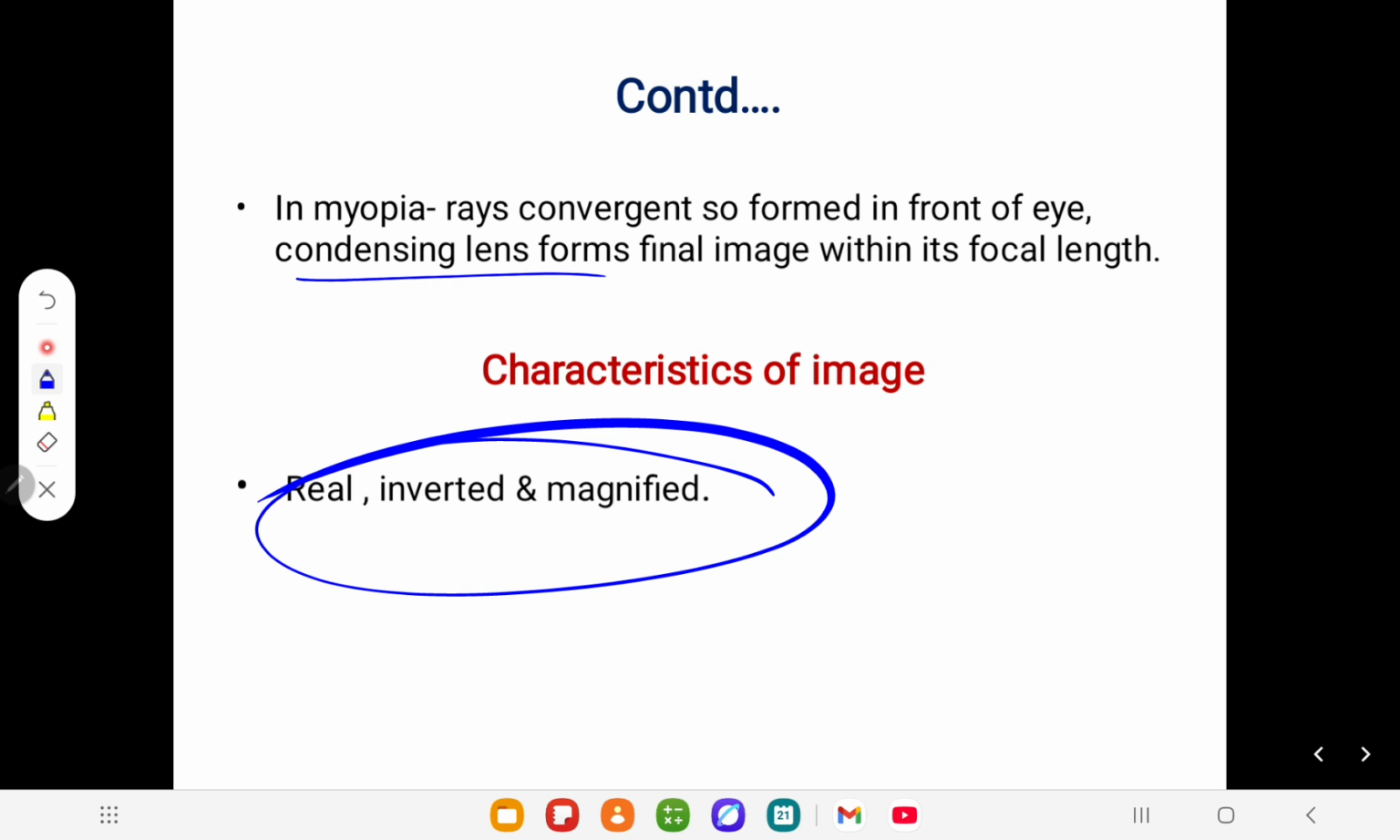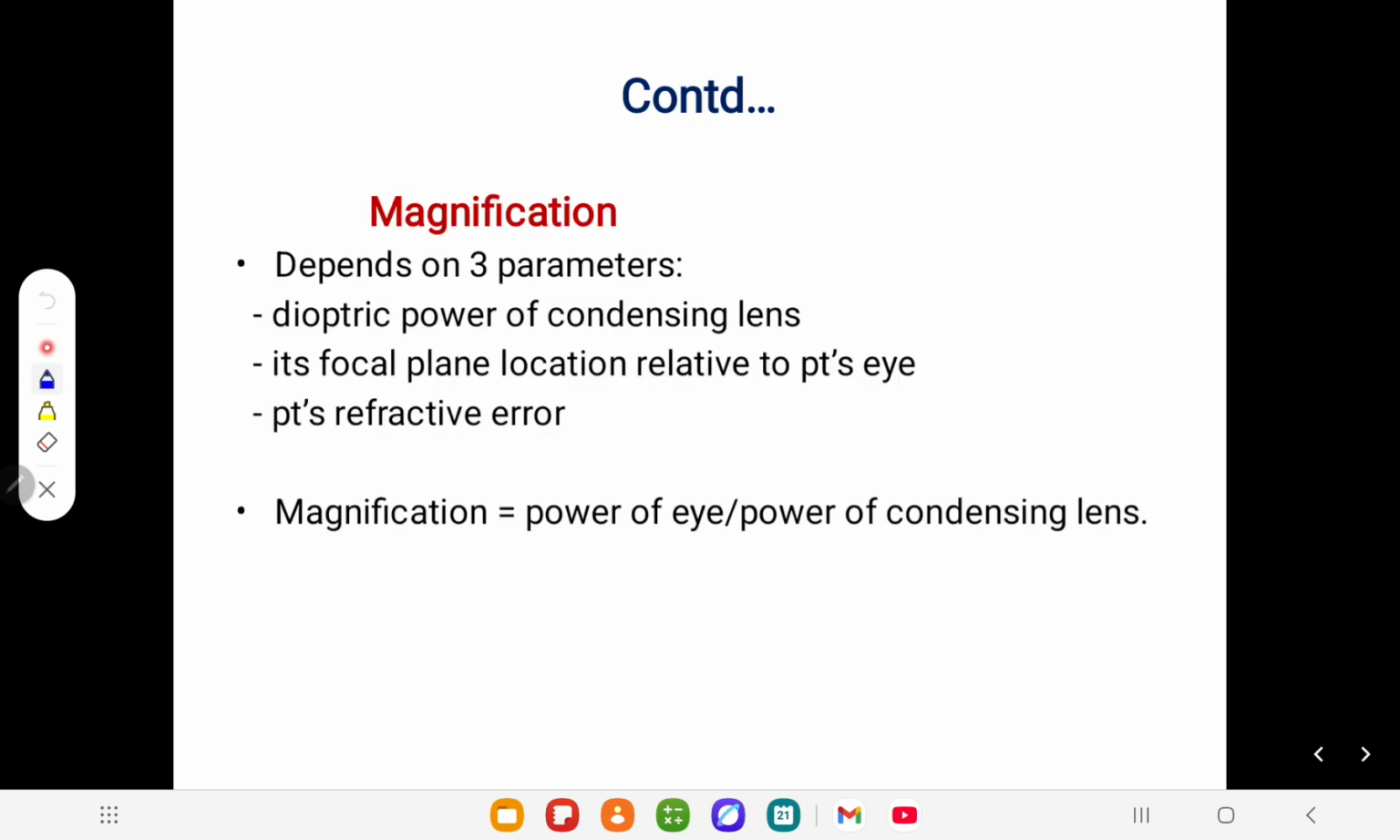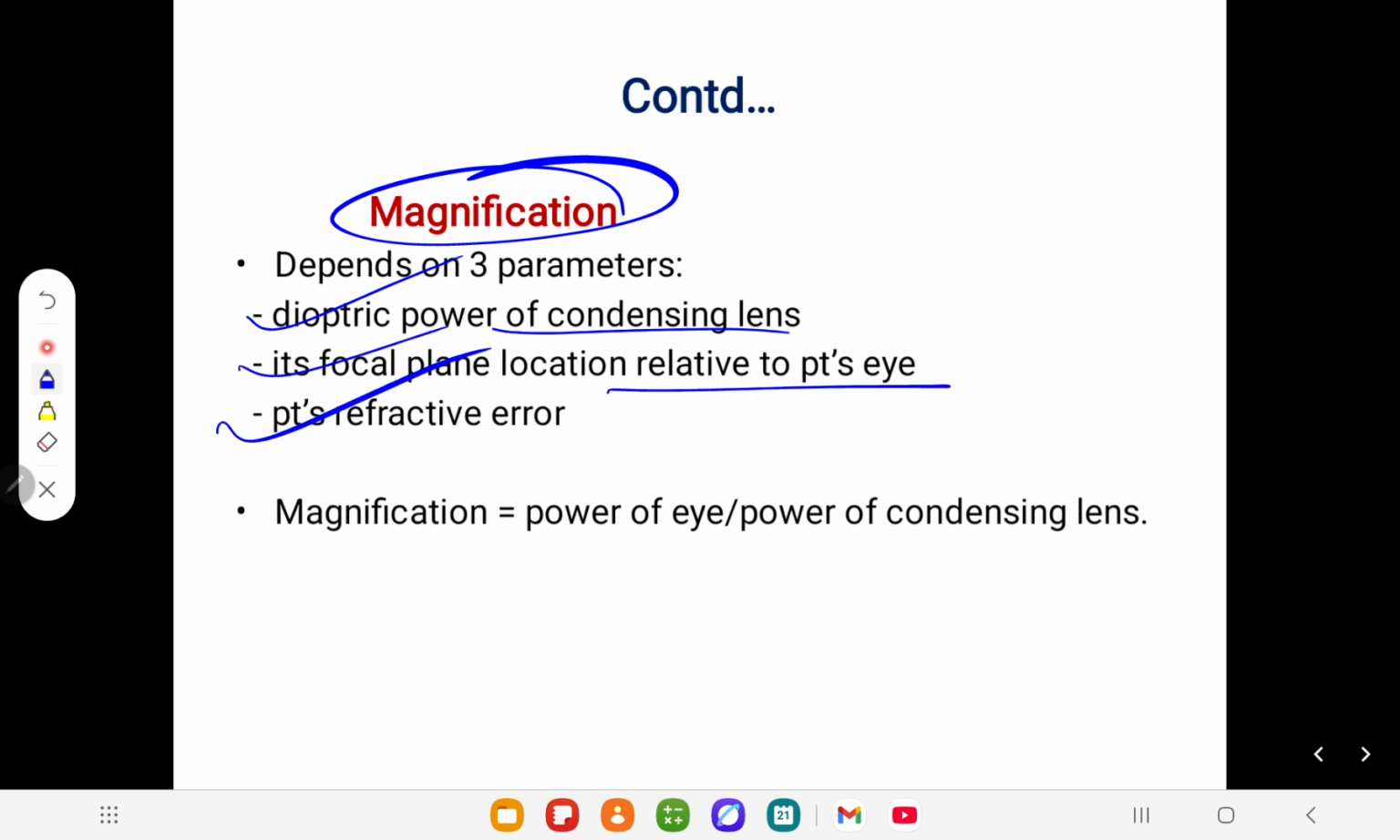Magnified image? Oh, I don't know. Magnified or not, it's dependent on the power of the lens, isn't it? So magnification depends on three things: one, dioptric power of the condensing lens; two, focal plane of the relative eye's position; and three, the patient's refractive error. These two things basically play very little role.